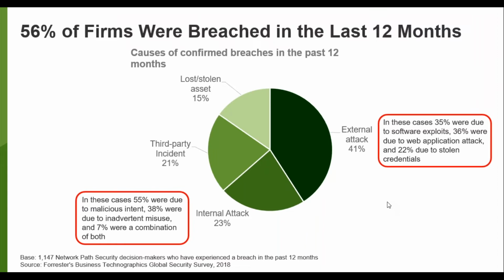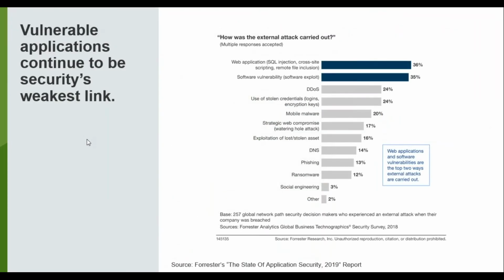And then lastly, lost and stolen assets, leaving company assets behind, perhaps in an Uber, perhaps at the airport, perhaps somewhere else where they can be found, maybe in the back of the car that gets broken into, etc. So the weakest link continues to be vulnerable applications, like the last thing said, right? Web application attacks, software vulnerabilities, followed by things like DDoS, credentials, mobile malware, et cetera, et cetera.